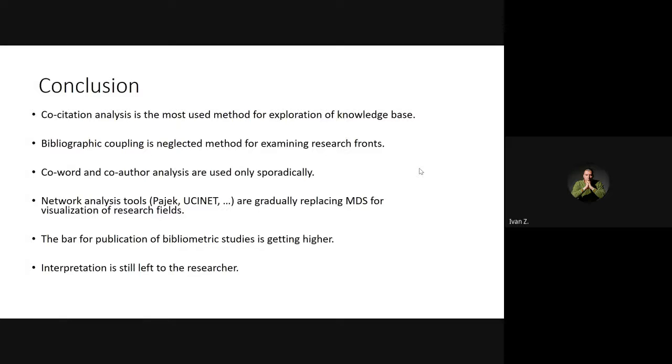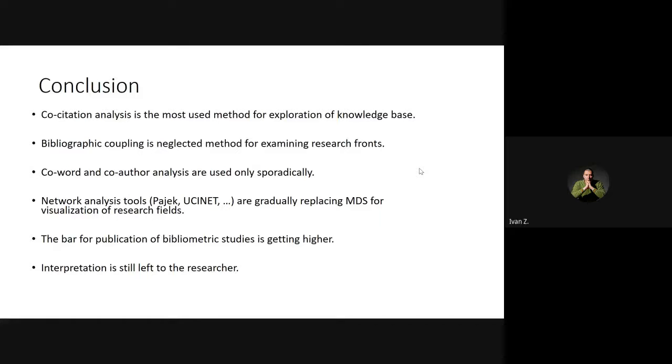So to conclude, co-citation analysis is the most used method for exploration of knowledge base. Bibliographic coupling is actually not used so much, but is useful for examining newer literature. And co-word and co-author analysis are actually used only sporadically. If you want to visualize, network analysis tools like PAJEK, UCINET, and Gephi are actually the best tool for doing that.